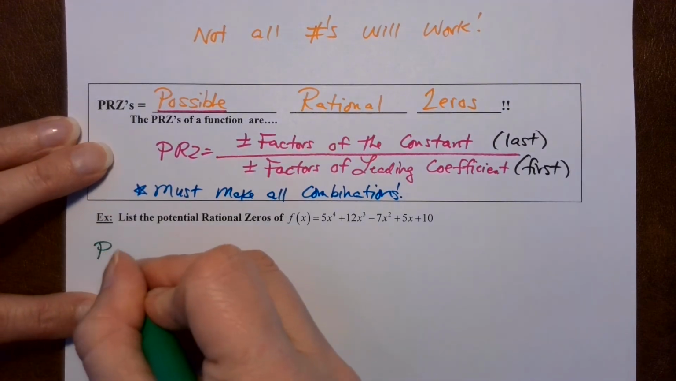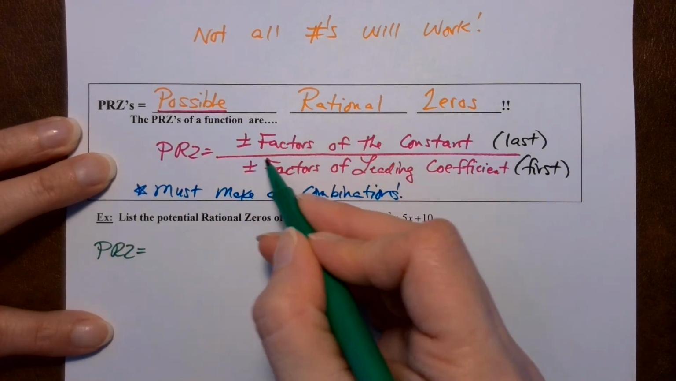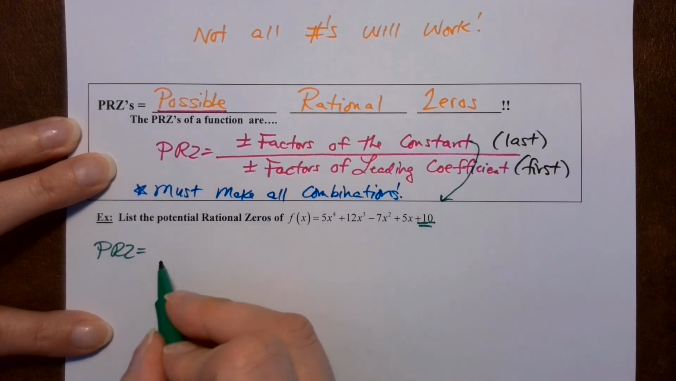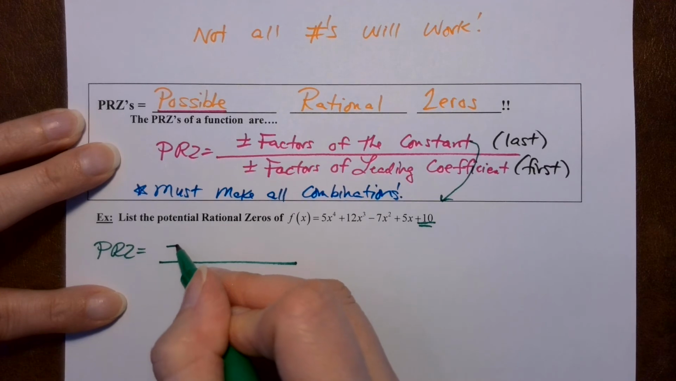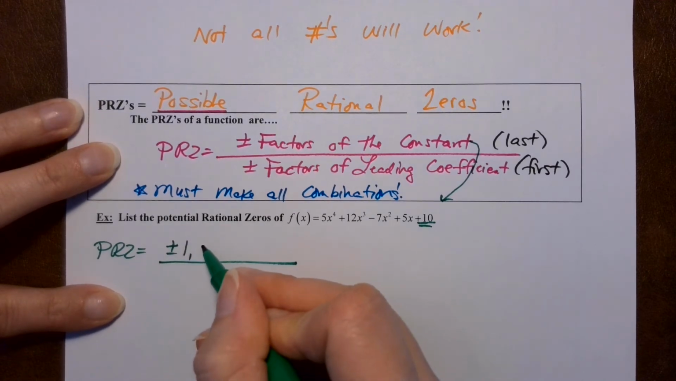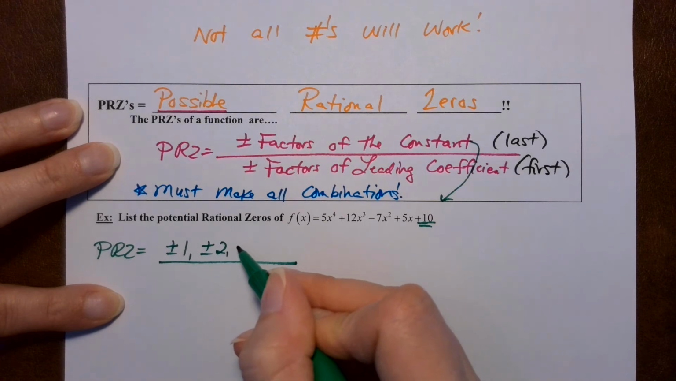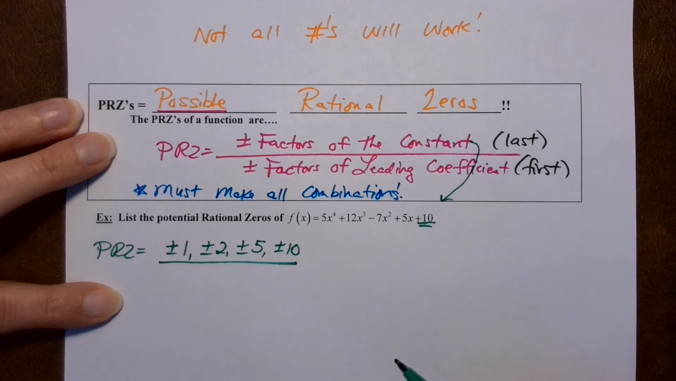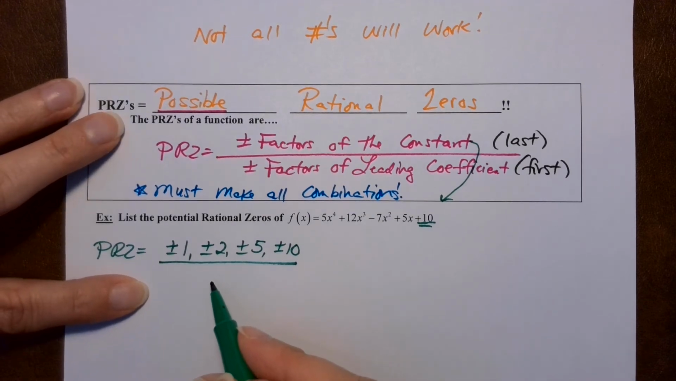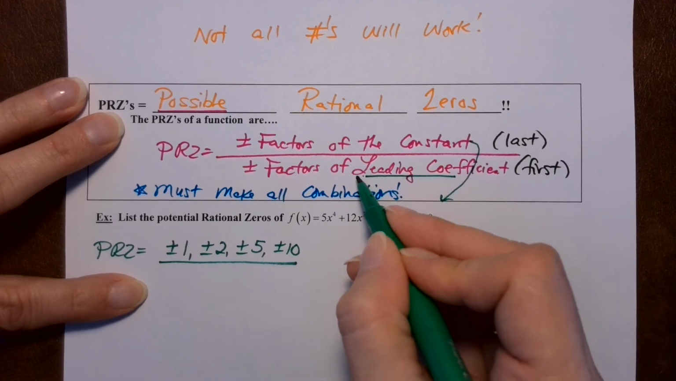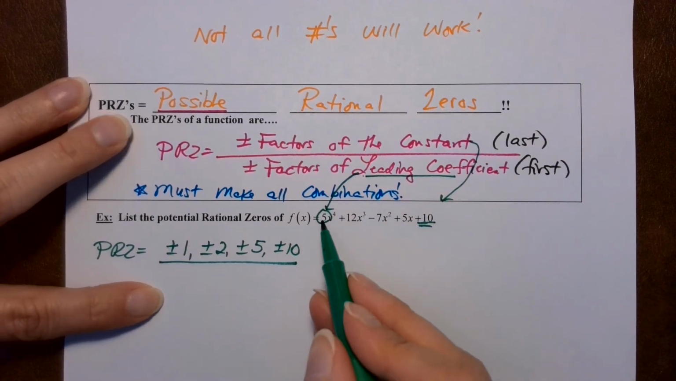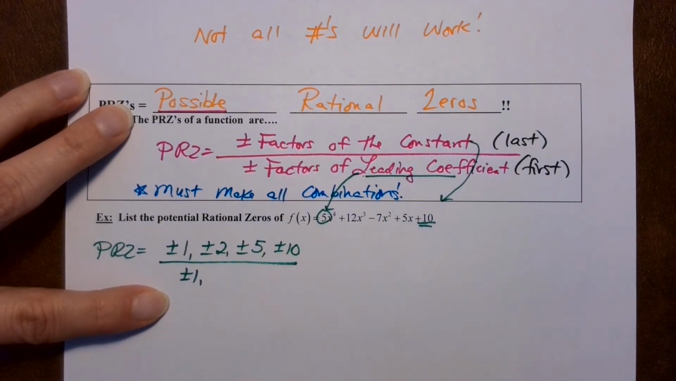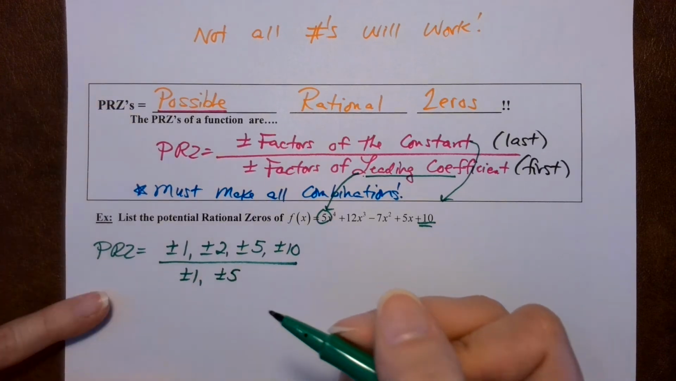Here's how you do the PRZs. In the numerator, you have to do the factors of the constant. That's 10. So what numbers go into 10? Plus and minus 1, plus and minus 2, plus and minus 5, plus and minus 10. Now the denominator is the leading coefficient. The leading coefficient for us is a 5. What are the factors of 5? Well, 1 can go into 5. We always start with 1. And then 5 can go into 5.